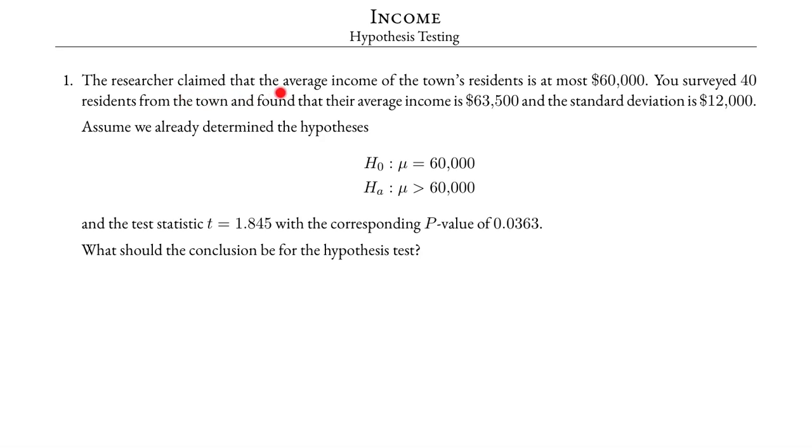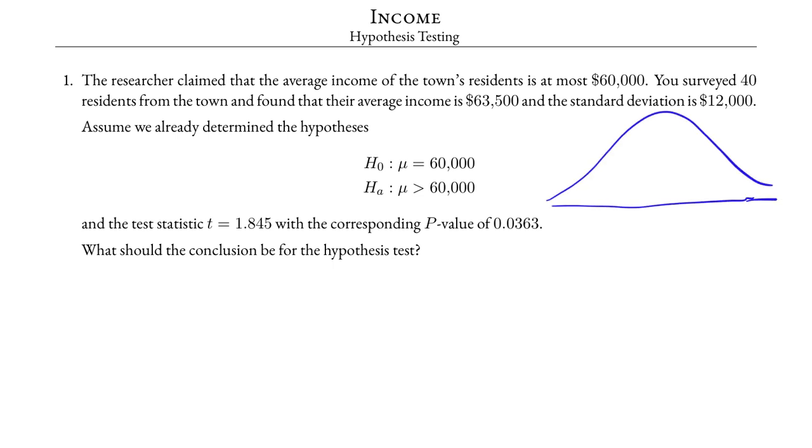The researcher claims that the average income of the town's residents is at most $60,000. You surveyed 40 residents from the town and found that their average income is $63,500 and the standard deviation is $12,000. Assume we already determined the hypotheses: the null hypothesis is mu equals 60,000 and the alternative hypothesis is mu greater than 60,000. So this is the right tail test.